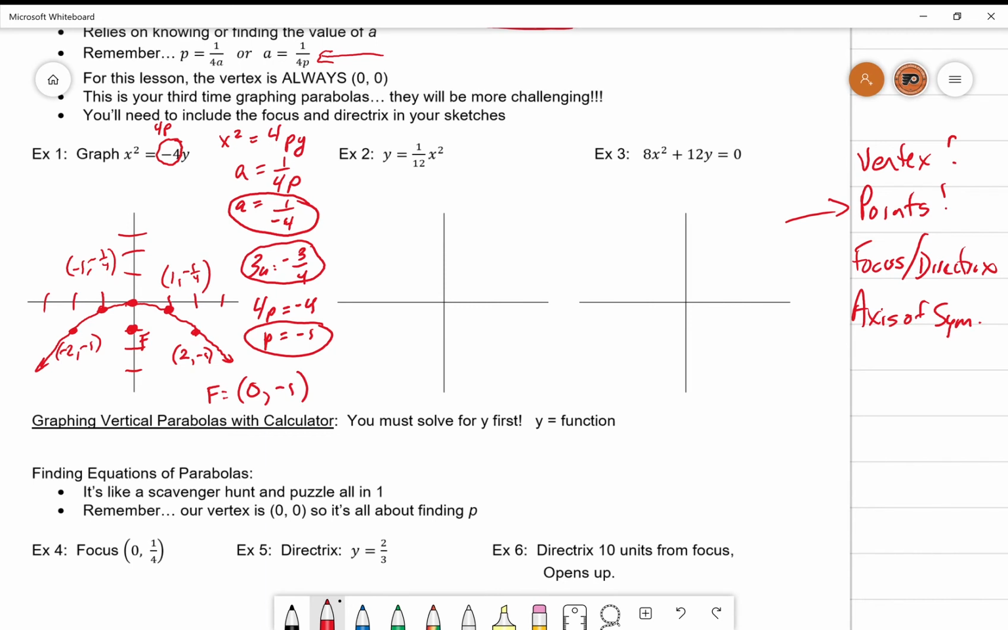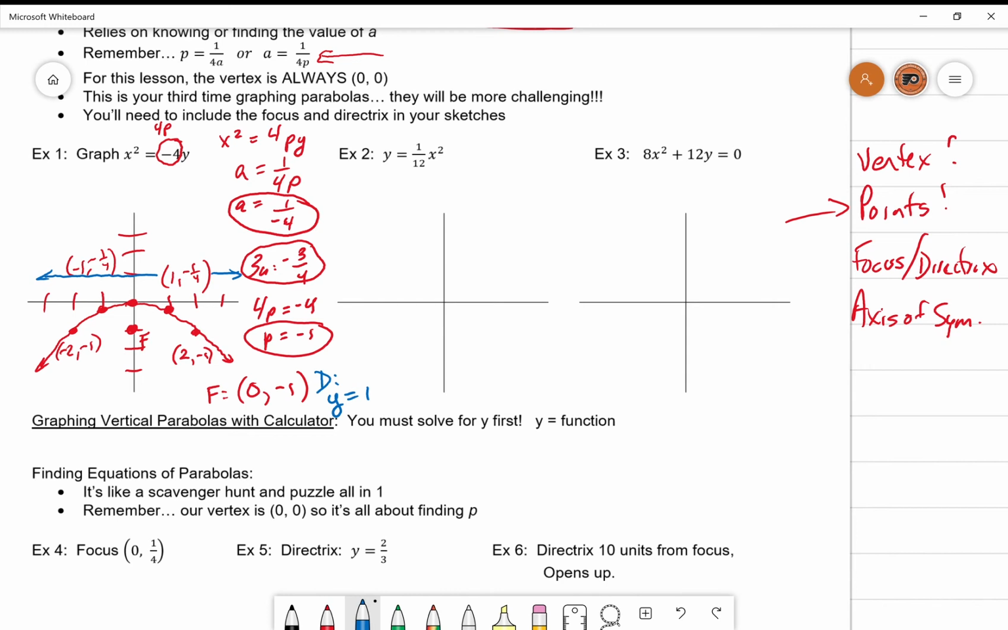Next up, my directrix goes that same distance in the opposite direction, and it is actually a line, and I've put stuff in the way, so I'm going to go right through that stuff and kind of jump through it. My directrix, I'm just going to label it with a D, is a horizontal line, y equals 1, because it's the opposite of p, so opposite of negative 1. That represents graphing.